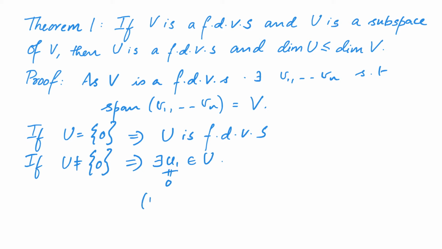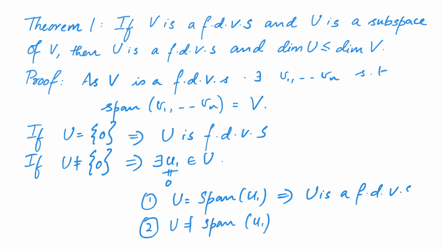Now there are two possibilities once more. Either U is the span of u1, or U is not equal to the span of u1. If U is the span of u1, then clearly U is a finite dimensional vector space. Now let us see what happens when U is not equal to span of u1. But before we go ahead, let us try to understand what we have done so far using an example.